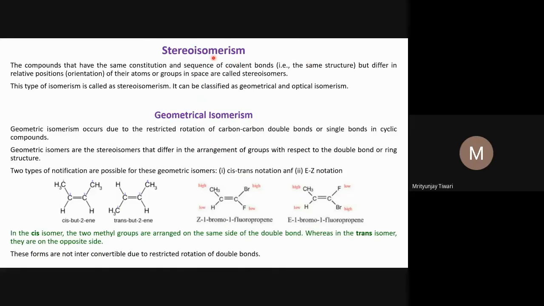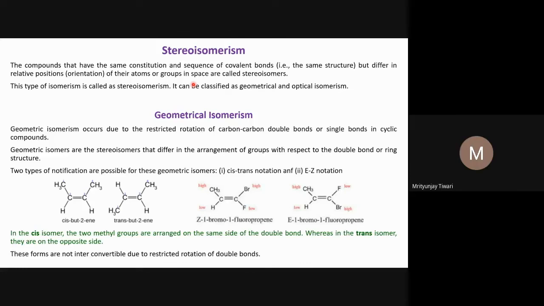Now we will see stereoisomerism. Stereoisomerism, as we know, applies to compounds that have the same constitution and the same sequence of covalent bonds. It means they have the same structure, but they differ in the relative positioning, which we also call the orientation, of their atoms or groups in space. Such compounds are called stereoisomers. So the structure is the same: wherever the carbon atoms or all the types of atoms are, their positions are the same, and the covalent bonds are also the same at the same positions.